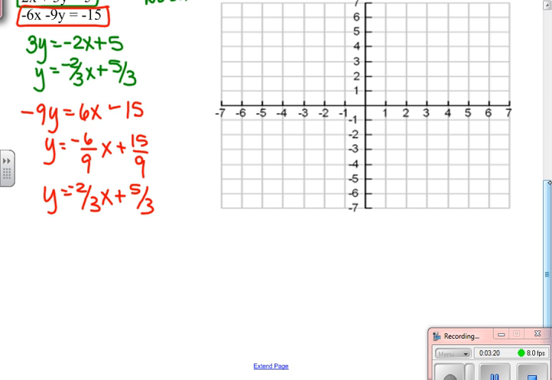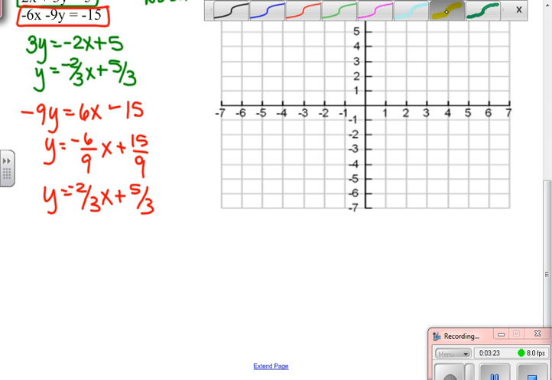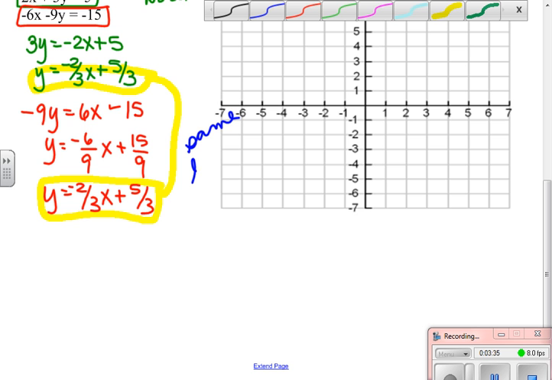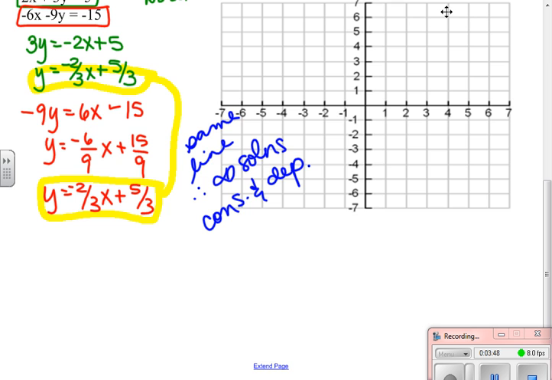And when I look at that, this right here and this right here, those are the exact same lines. So without even graphing, unless my directions ask me to, these are the same line. Therefore, infinite solutions, which means consistent and dependent. So I can tell all that by looking.